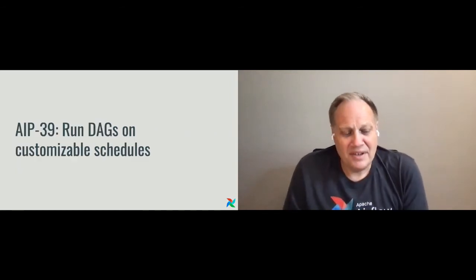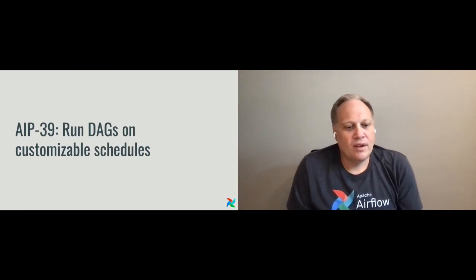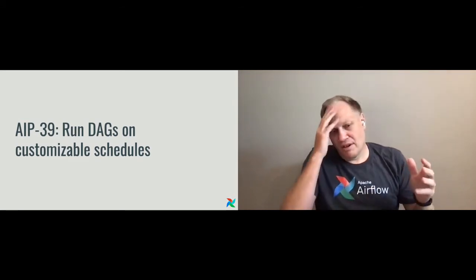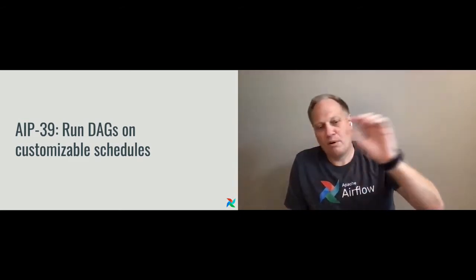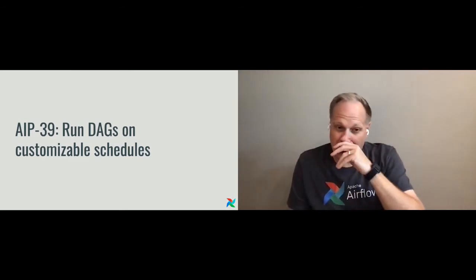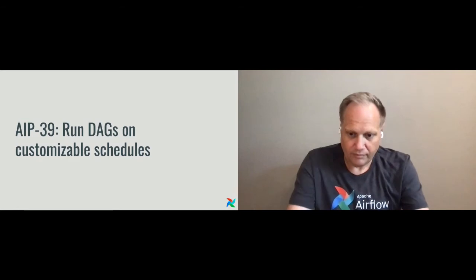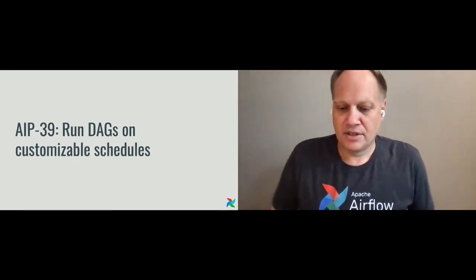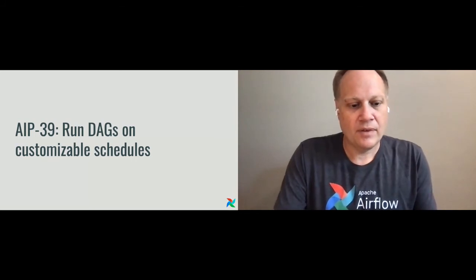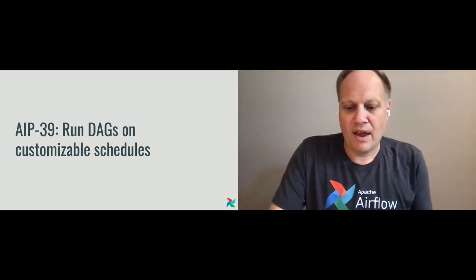Another one, this one's kind of an interesting one, AIP, which stands for Airflow Improvement Proposal, AIP 39. We're working on expanding DAG scheduling beyond the crontab format. So if you're familiar with crontab, you basically have a row of 6 numbers that represent a schedule. It has a little bit of syntax there that lets you get creative with it, but doesn't quite meet the needs of every DAG.